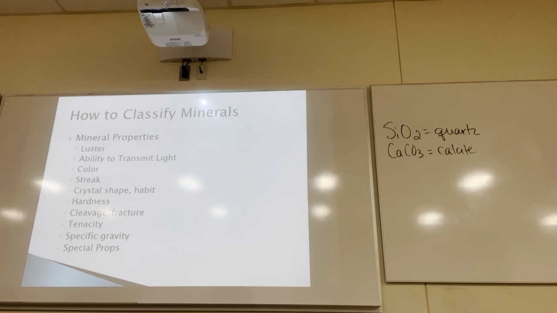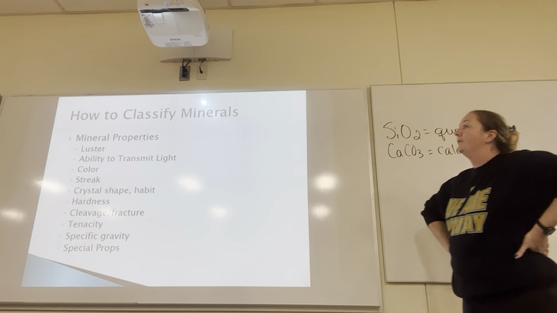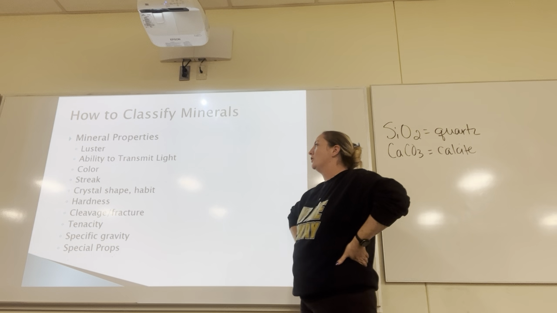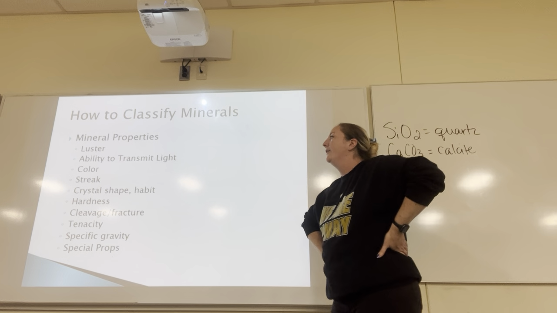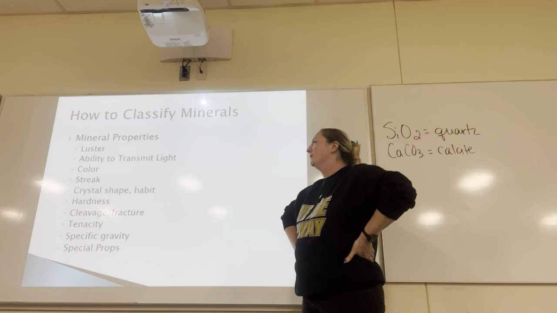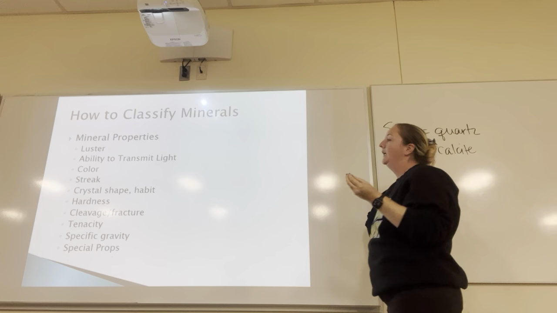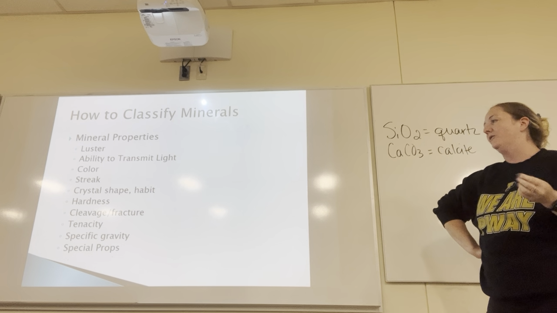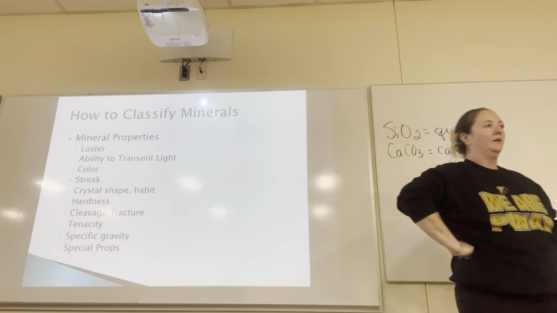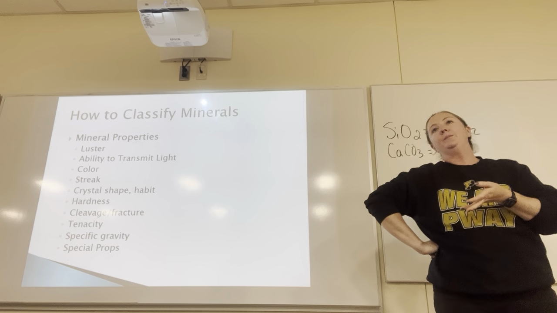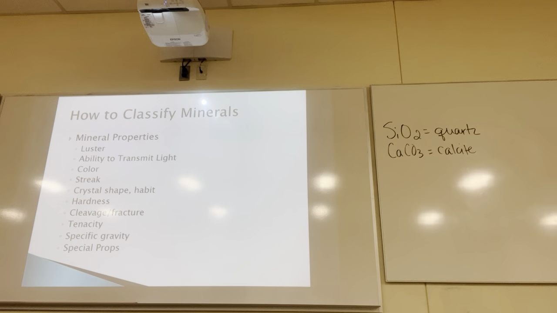So these are some different properties that we use. We're gonna go through each one. But just like if you were looking at anything, your brain is gonna automatically process some information about it to figure out what it is. Properties that we look at for minerals include luster, the ability to transmit light, the color of the mineral, the streak of the mineral, its crystal shape, which is also called its habit, its hardness, whether or not it cleaves or fractures. If it has something like tenacity, we look at its specific gravity, and then we look at some other special properties as well, because some minerals have really distinct properties that make them easy to recognize. Like if they're magnetic or something. Yep, magnetic, effervescent, all kinds of things.